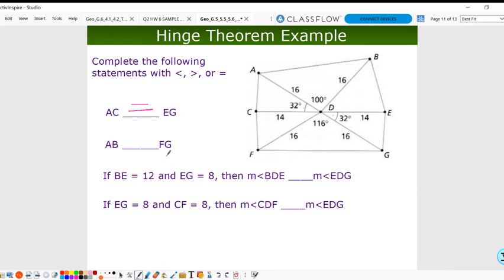AB compared to FG. AB is this length. FG is this one. Now we do have two sets of congruent sides, but now we have to look at the included angles. This angle is 100, whereas this one is 116. The side opposite the larger of the two angles will be the larger of the two sides. So FG is going to be larger than AB. So AB is less than FG.